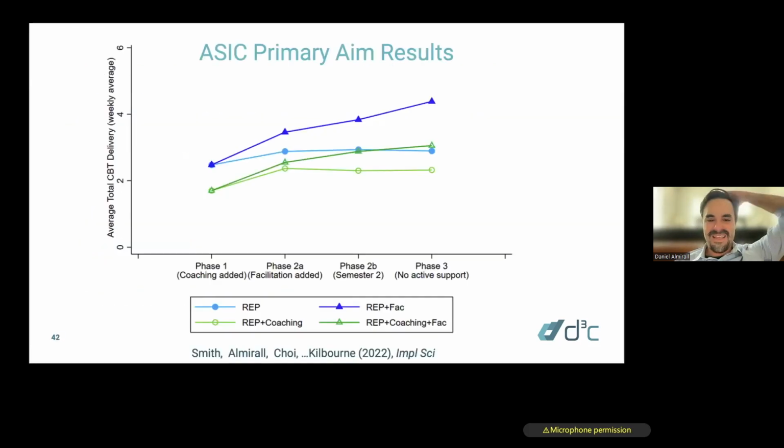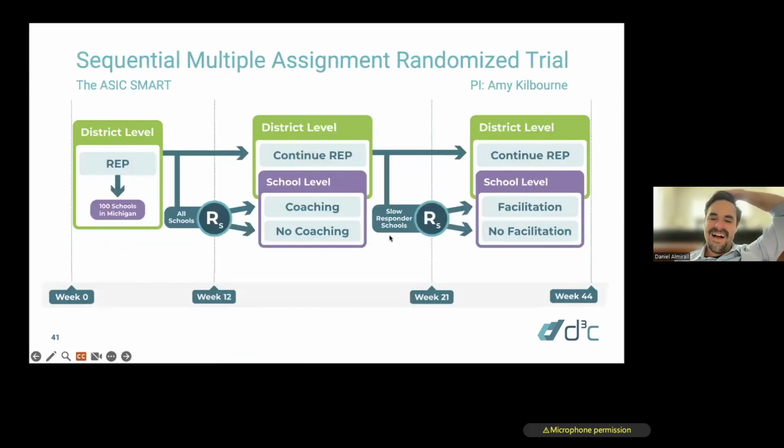Let me go back to the study. Oh, here's my favorite one, Sapana and Rachel. Here's my favorite one. What if the schools that need facilitation are not just the slow responding schools, they're slow responding and not engaging with coaching?